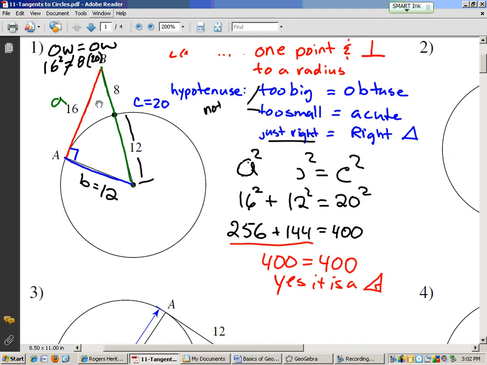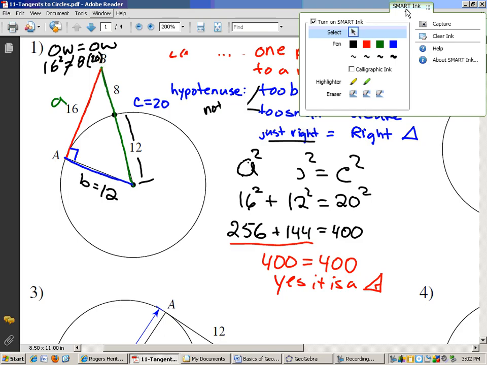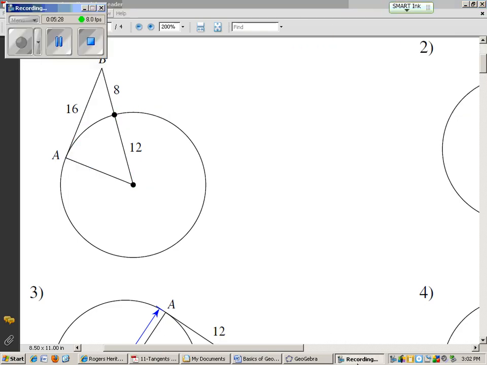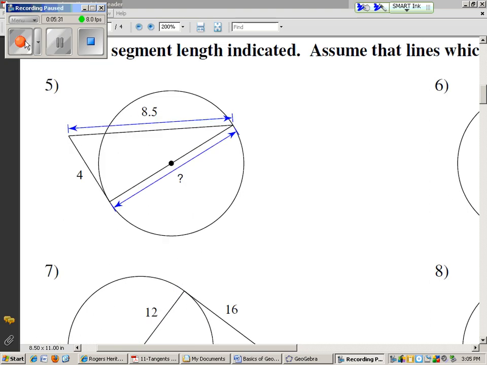Okay. So, yes, that's a right triangle. The other three were the same as the first one. You need to use Pythagoras' theorem to find out if it was a right triangle. Number 5 is the same thing, but they are telling us that it is tangent. So we know that it is going to be meeting at a right angle here.